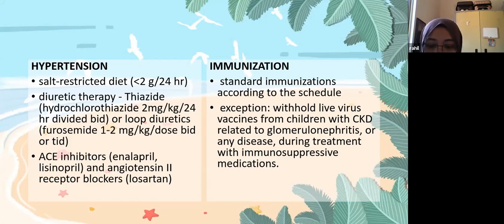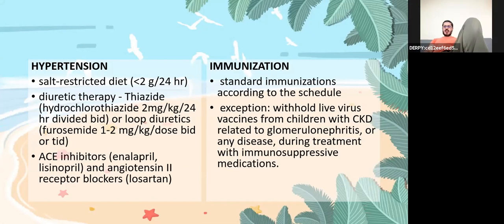Then immunization. All children with CKD must receive all the standard immunizations according to the schedule. But there is an exception for the immunosuppressed children. So we need to withhold the live virus vaccine such as the MMR vaccine in these children, as it will further enhance the virus replication. Any other vaccine? It is not live attenuated, but you need caution when the patient has chronic kidney disease.